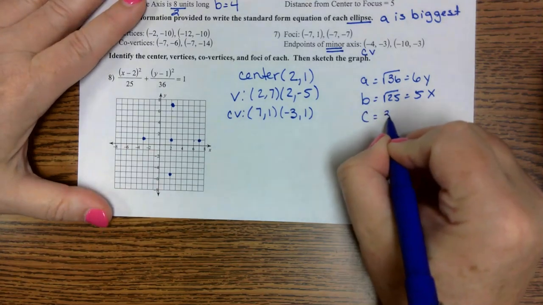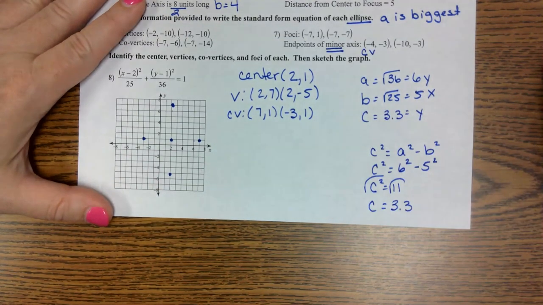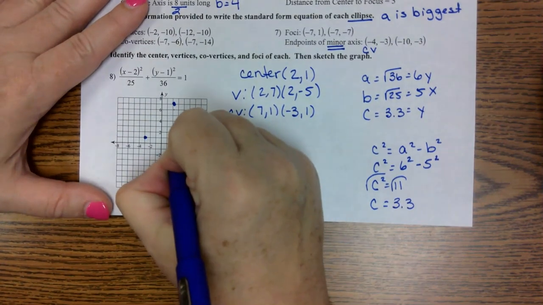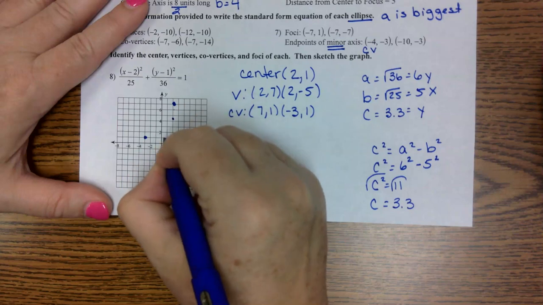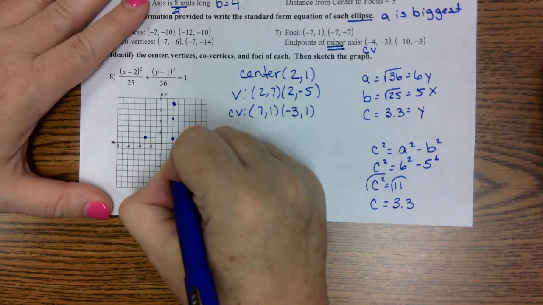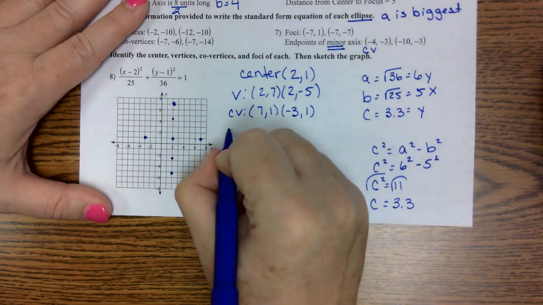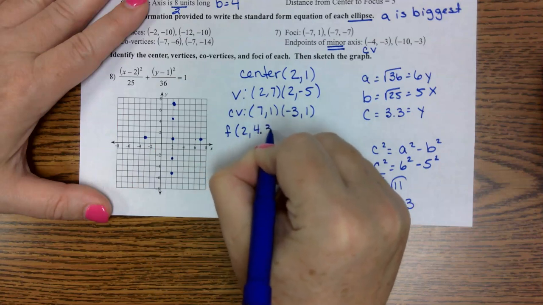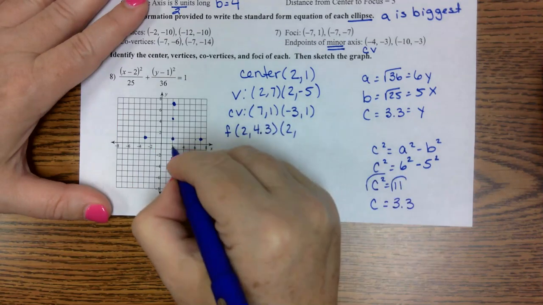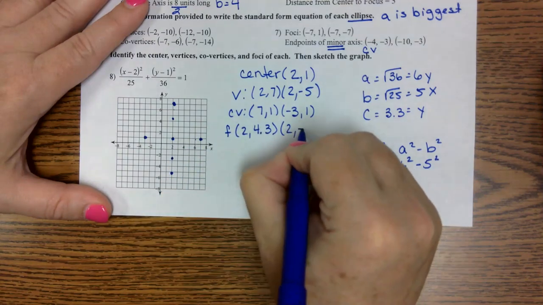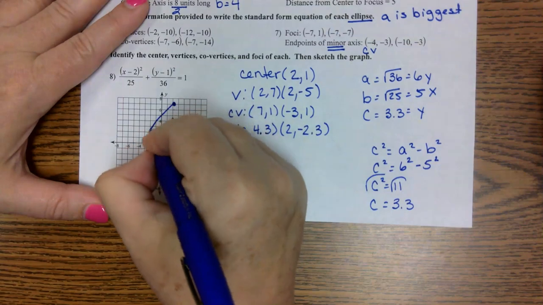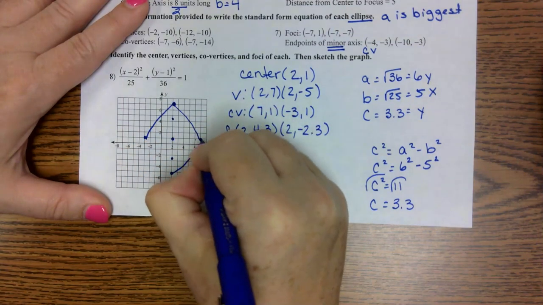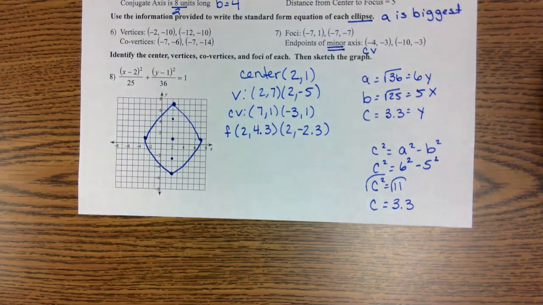So c is 3.3, and that's going to go with our y value. So up 3.3, 1, 2, 3.3, 1, 2, 3.3. So my foci are going to be at 2 and 4.3, and 2 and -2.3. And don't forget to connect the outside dots. Okay, we'll pretend that's a great looking ellipse. Okay, and we're done here for that one.